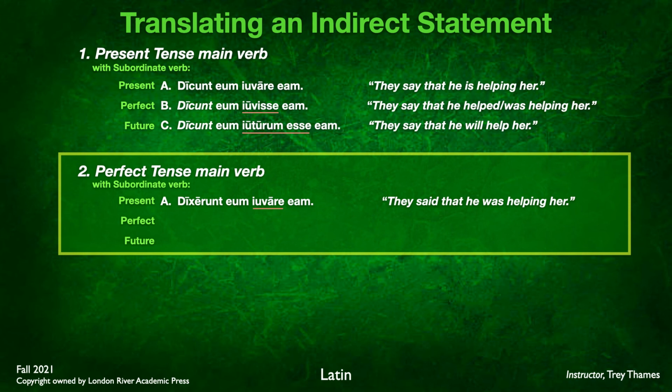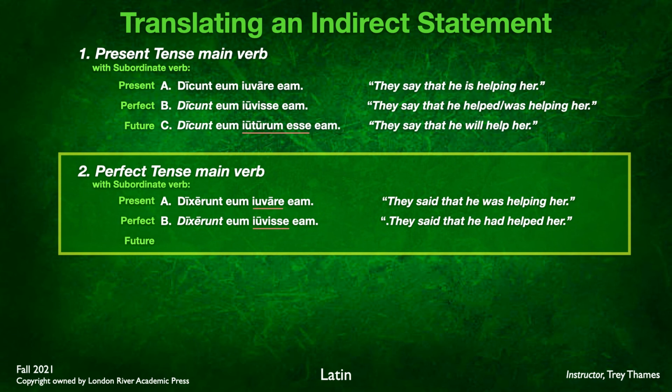So it's happening at the same time as the main verb. The main verb is in the past. It's perfect tense. So it has to also be in the past. They say that he was helping her. Same time as the main verb, past tense. But what if the infinitive is in the perfect tense? So here we have awisse. Dixerunt awisse eam. They said that he had helped her.